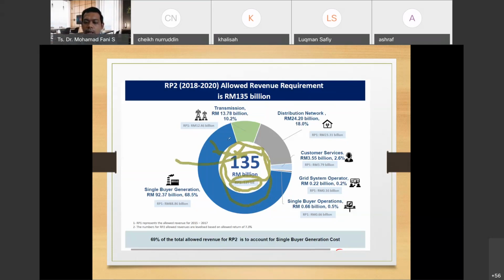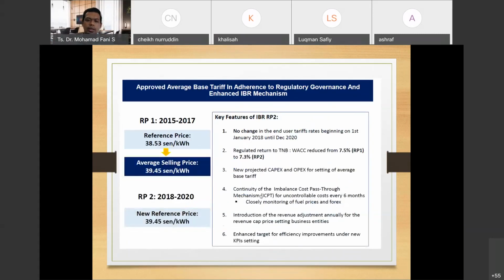Okay, this time for the RP2, TMB has additional revenue, an efficiency carryover from the RP1, so that they have a backup for the revenue. That's why we can see this summary. Okay, for the key features, remember about the WACC.